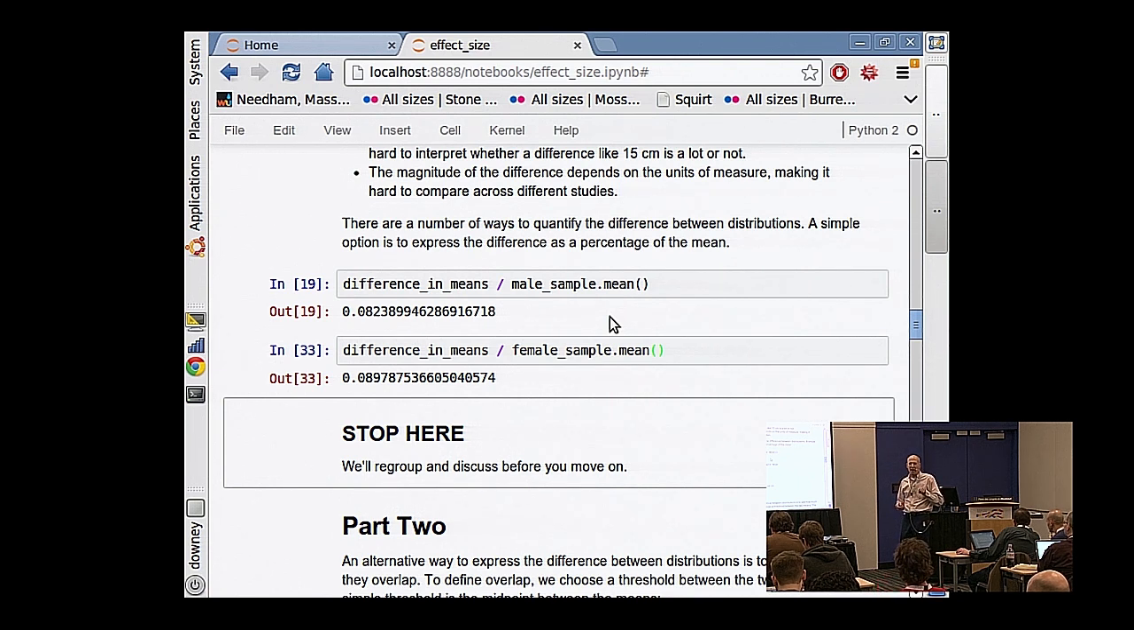I know not everybody has got to this point yet, but this is a relatively soft stop. There's just one thing I want to point out here, and then you're going to go on. So let me grab you for just a second. What the exercise asks you to do is take this difference in means and report it as a percentage. And if you have quantities that have units attached to them, like 15 centimeters, you can't necessarily compare that across different studies.